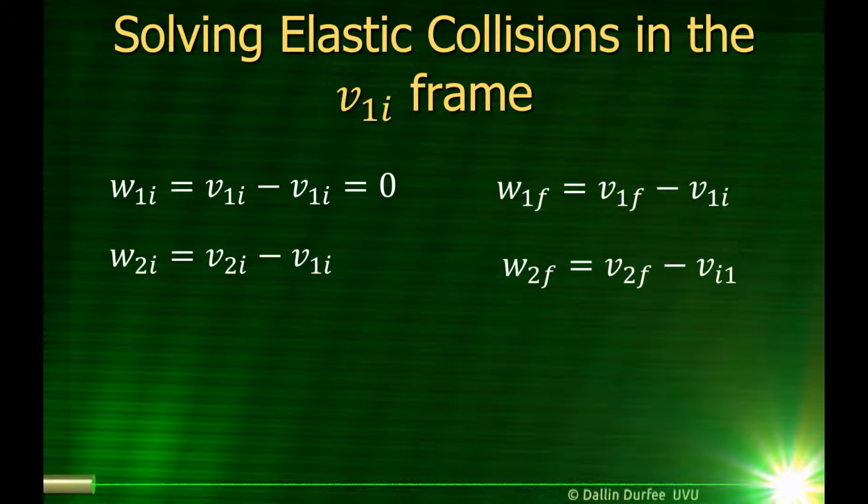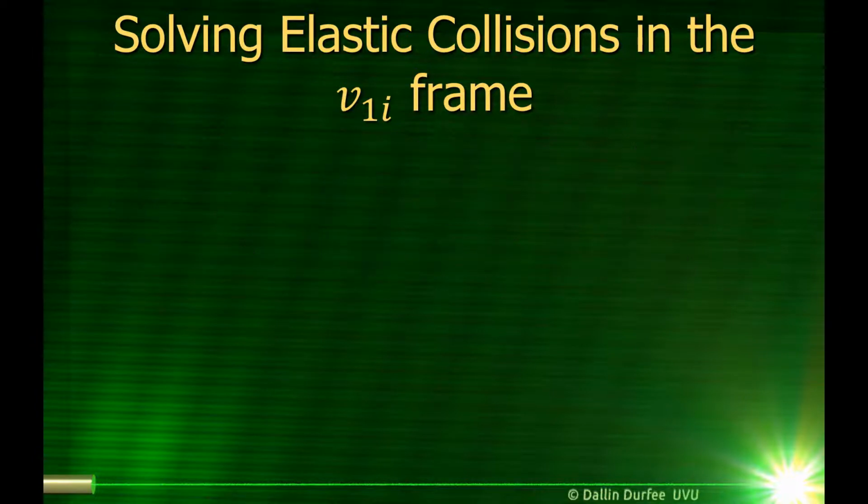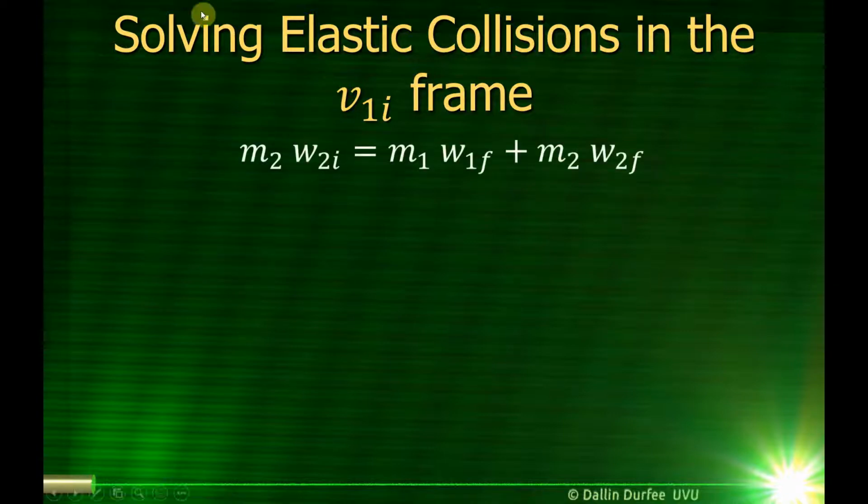I'm not actually going to plug in numbers and do this. I'm just establishing the transformation. This is how I do it, all right? So now I'm going to solve the problem in that frame. And this is just like what we did before with the tennis ball and the baseball, because in this frame, object 1 has no initial velocity.